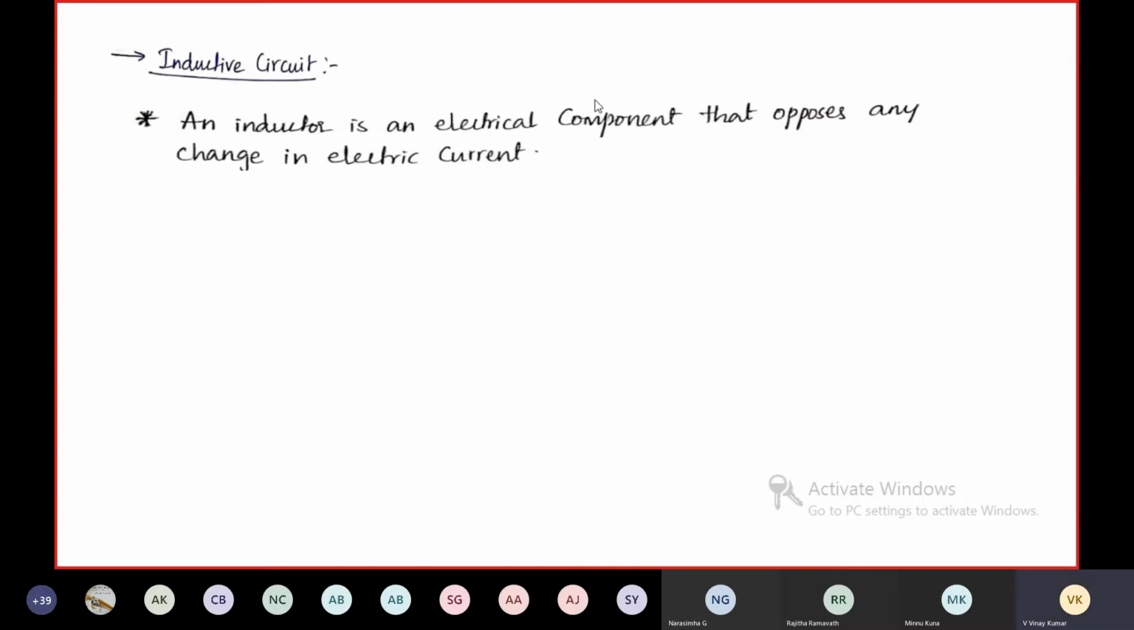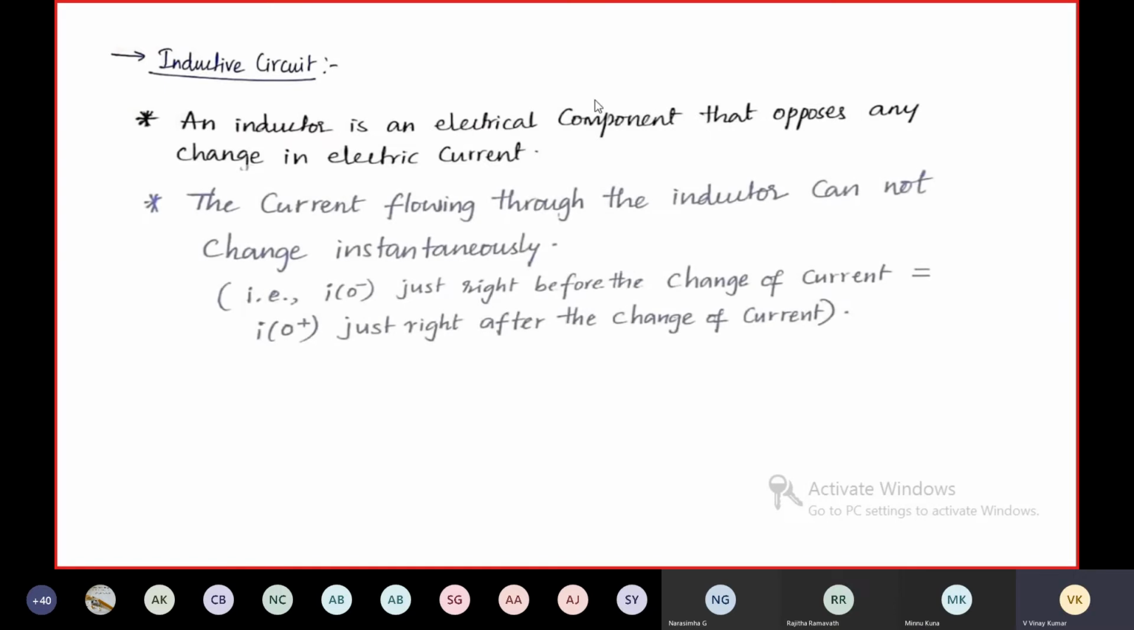Okay? It is V is equal to L dI by dt. Because of that relationship, the current waveform doesn't follow the applied voltage waveform. We know, right? An inductor is an electrical component that opposes any change in current. We already made this statement in the previous lecture and discussed it. That is, the current flowing through the inductor cannot change instantaneously.